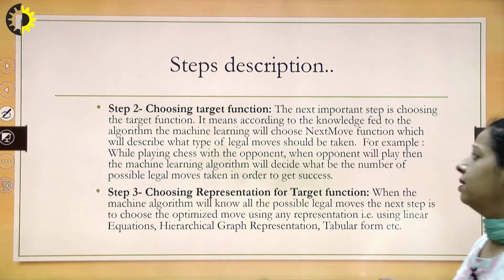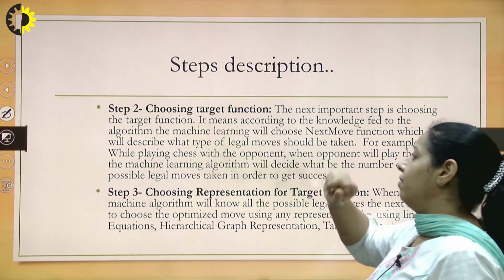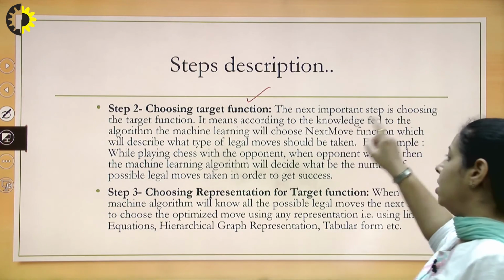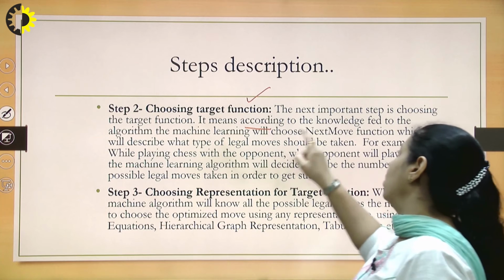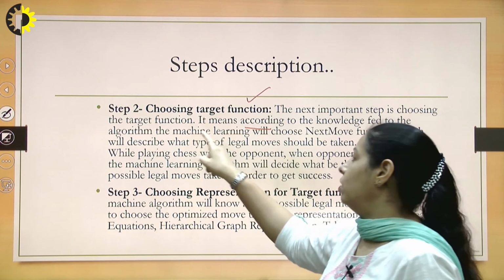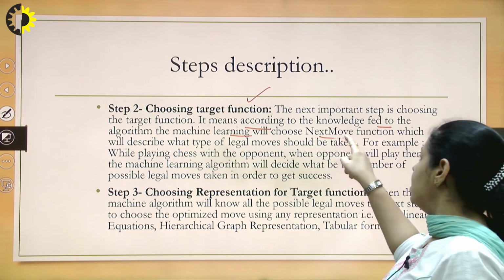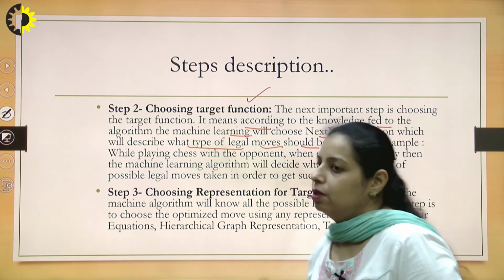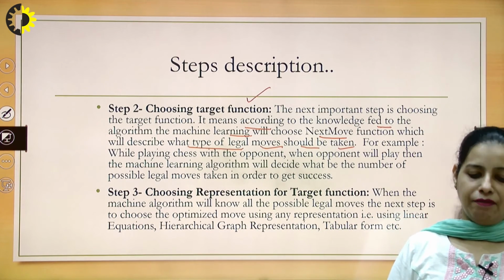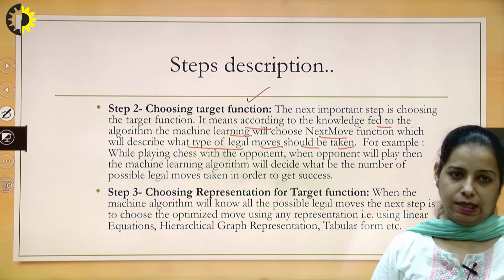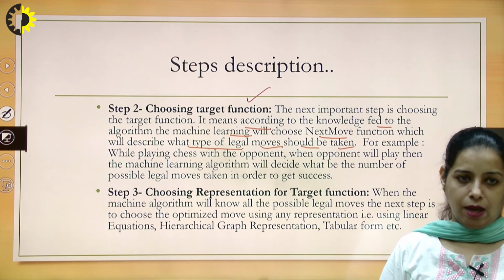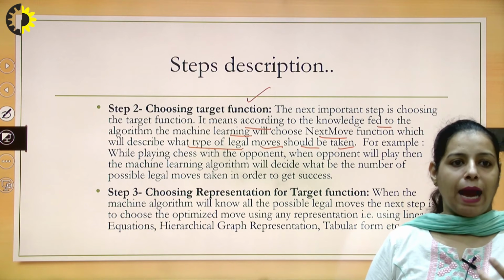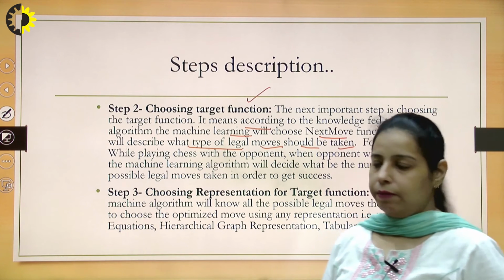If we look at the second step, it is choosing target functions. The next important step is to choose the target function. It means that according to the knowledge fed to the machine learning algorithm, we choose a next move function, which will describe what type of legal moves should be taken. So target function means that if the machine has taken one step, then with the help of its experience and knowledge, it will choose the next move. It will see on its own whether the next move will be accurate or not.